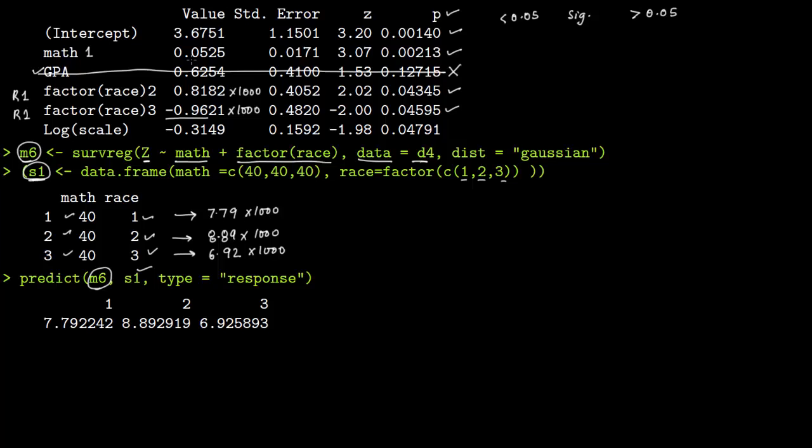So you can see from here also, if your race changes from 1 to 3, you expect a negative impact. So your salary is going down. But if your race changes from 1 to 2, there is a positive impact. So your salary is going up. So that is it. You can now put in any number of values for your math score and your race, and you can get different outputs.